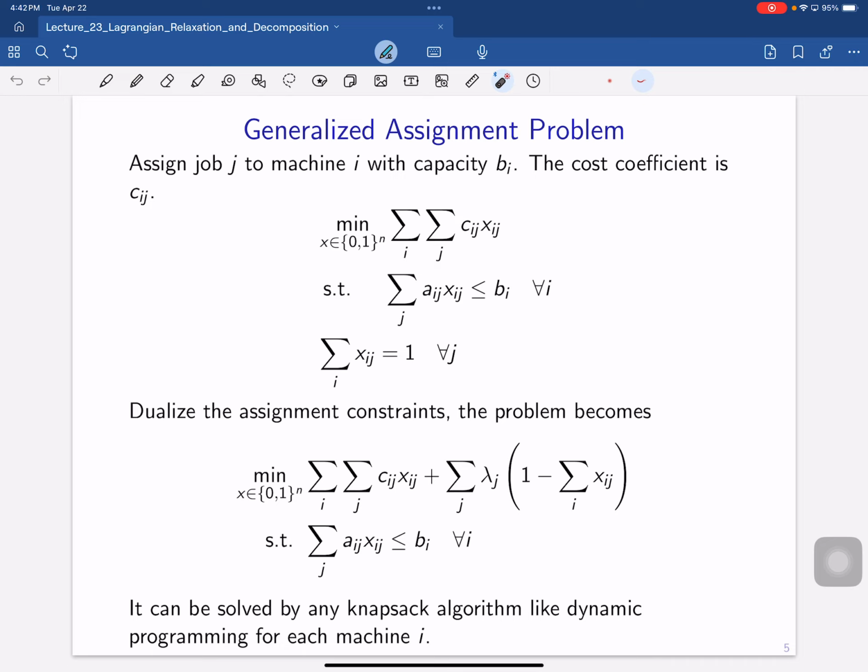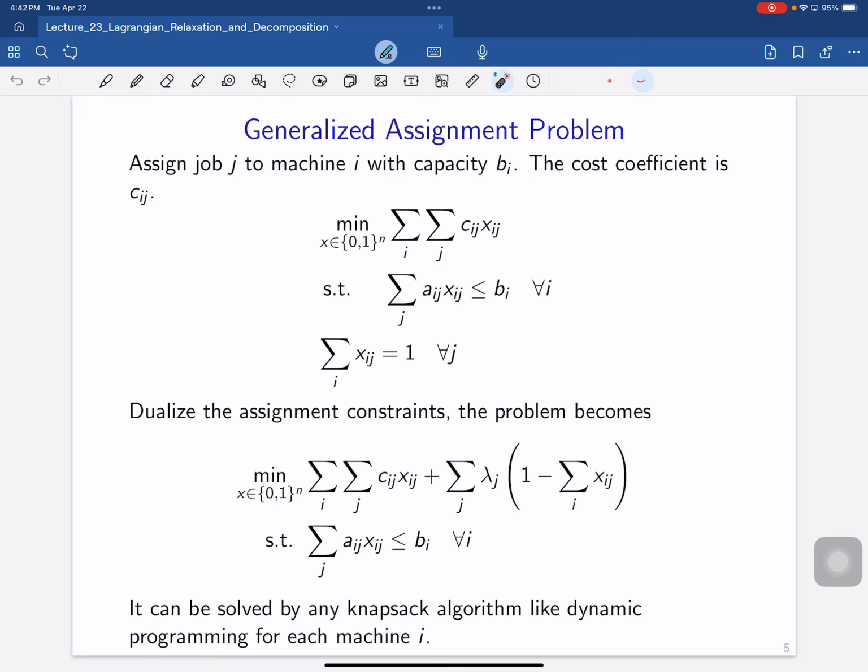So for each job j, the job has to be assigned to exactly one machine. That's why you have this assignment constraint, the summation of x_ij equals 1. Okay, that is an assignment constraint. And for each of the machines, you have this type of knapsack constraint, saying that for all the jobs that are assigned to machine i, which is represented by the summation over a_ij x_ij, where a_ij represents the capacity a given job will consume.